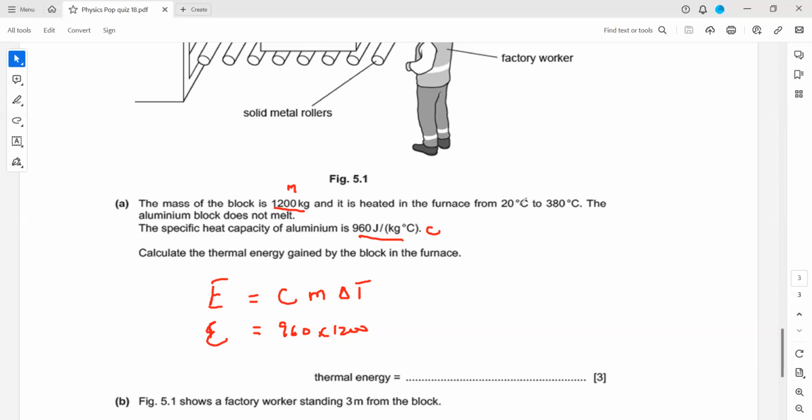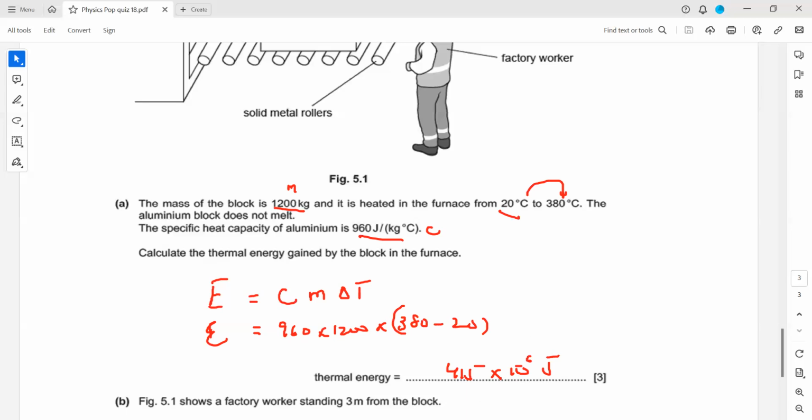And the temperature change from 20 to 380. So the change in temperature will be 380 minus 20, which is 360. So when we multiply, it is 415 exponent 6. So 415 into 10 to the power 6. And the unit of energy is joules.